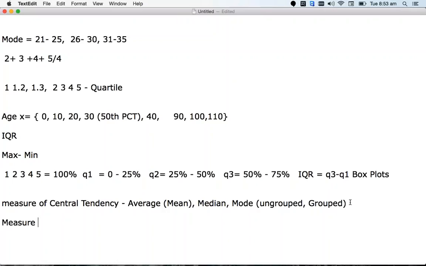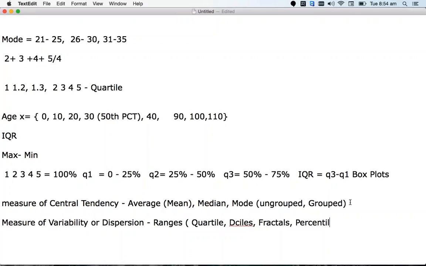Now we are seeing measures of variability, or measures of dispersion, data dispersion. Here we just saw the range. We got various ranges. So we saw the quartile, decile, and fractiles, and the percentile.